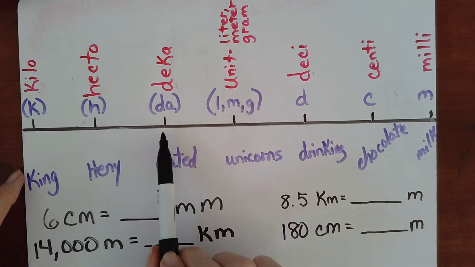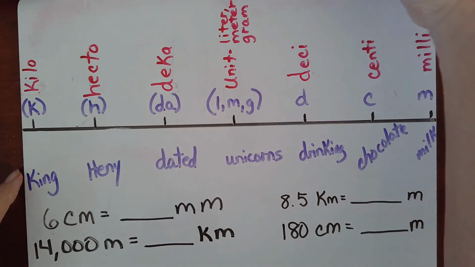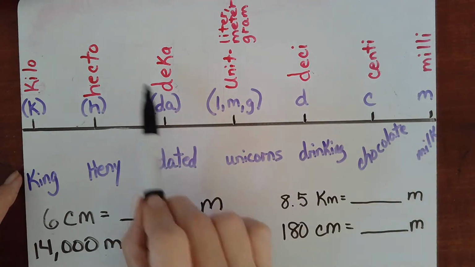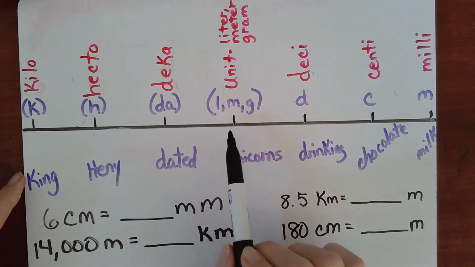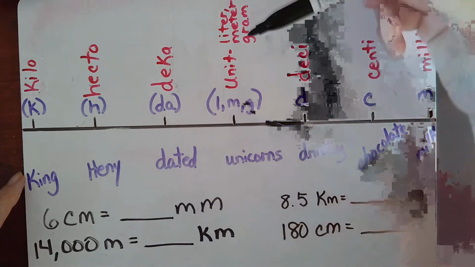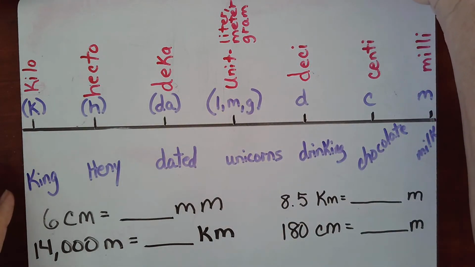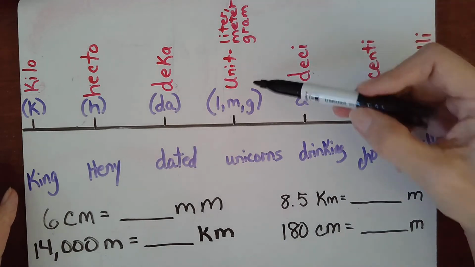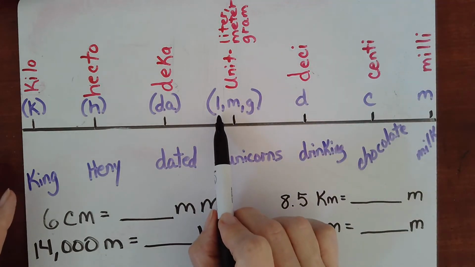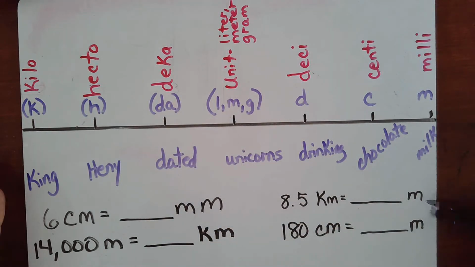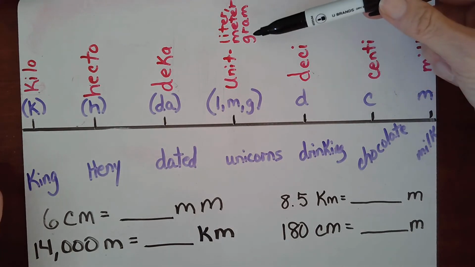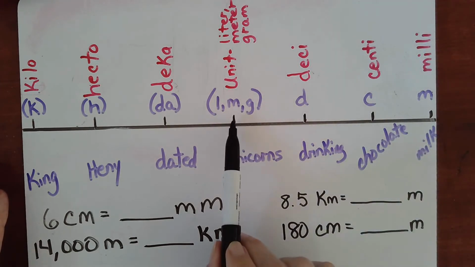Next smallest is deca. Decaliter, decameter, decagram. This also you're not going to see in our book. This one you have to know, the unit. This means 1 liter, 1 meter, 1 gram. So this unit here could be represented by either an L, an M, or a G. If you see an M all by itself like these, it means meter. It doesn't mean millimeter. Millimeter is 2 M's. But if you see 1 M, it stands for meter. And we call this the basic unit.